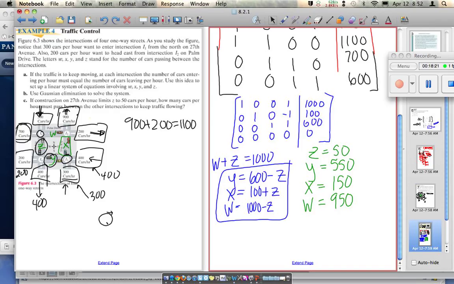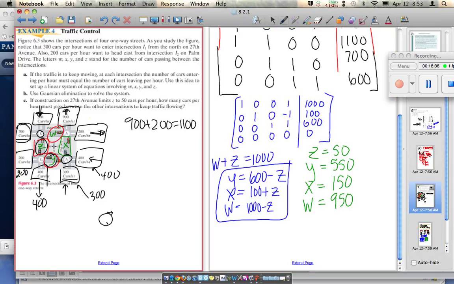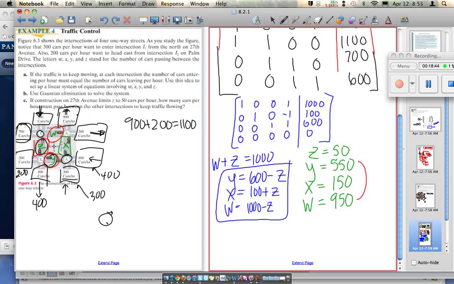After I wrote my system, I found out how the variables are dependent on one another, and then how many cars can be in each section. Take a look back at the picture to make sense of it all. Z is only 50, so that's going to be really tiny. That means W and Y will have to take the hit, so to speak. They're going to have to absorb more of those cars, which is why W and Y are so big. That's an interesting way to think about it.